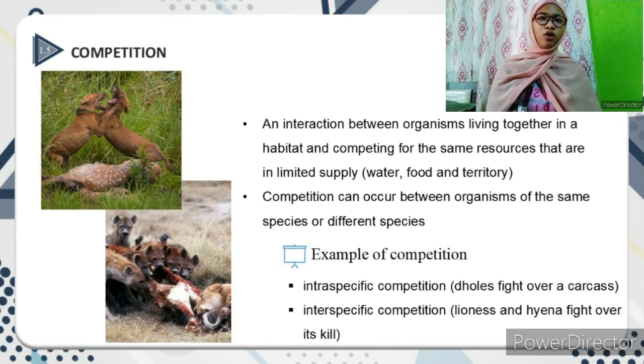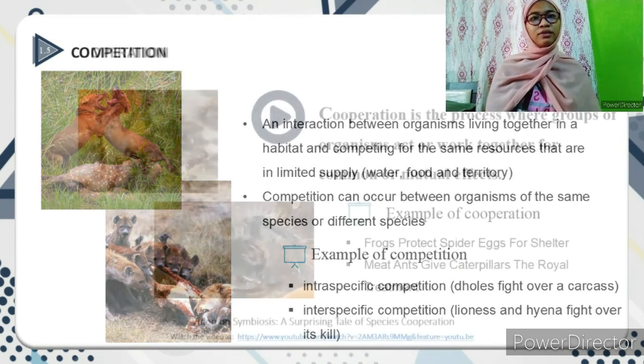An example of intraspecific competition is dogs fighting over a carcass. As we can see in the image on this slide, two white dogs are fighting over a carcass. This is because the carcass is a resource that both of them need to survive. For interspecific competition, the example is a lioness and hyenas fighting over a kill.